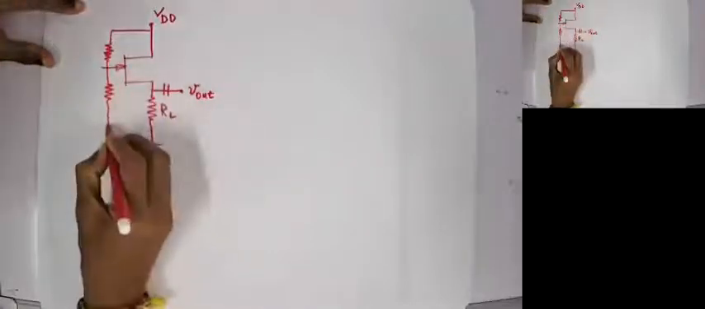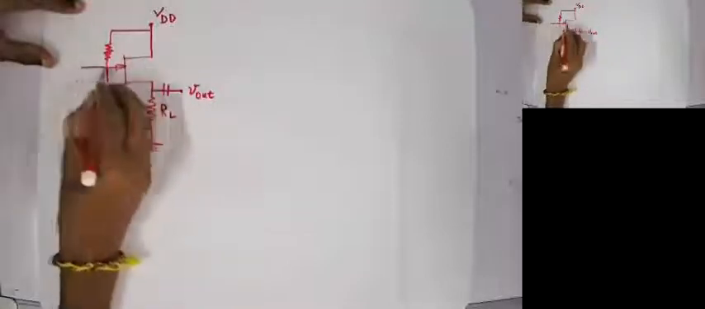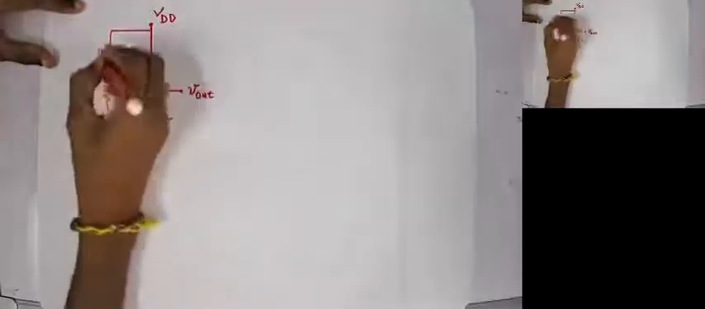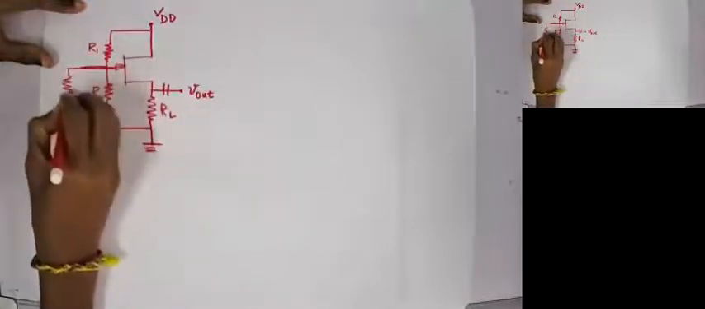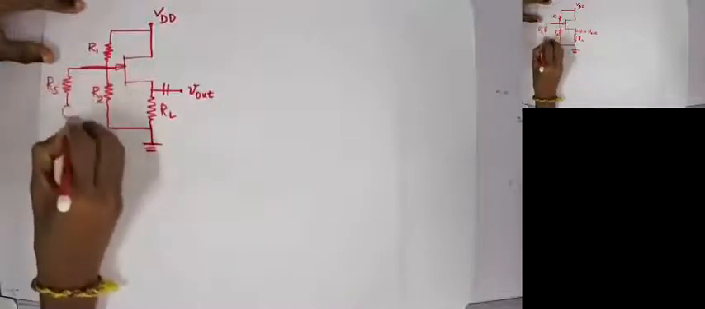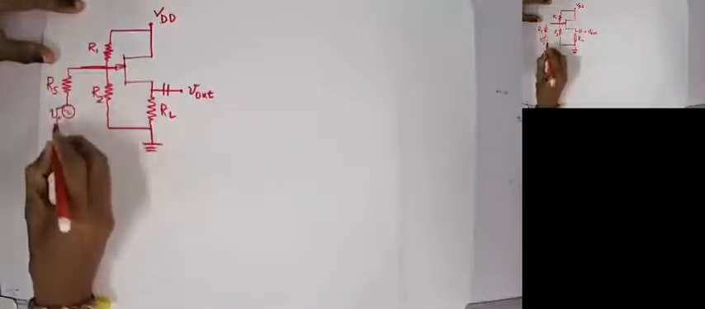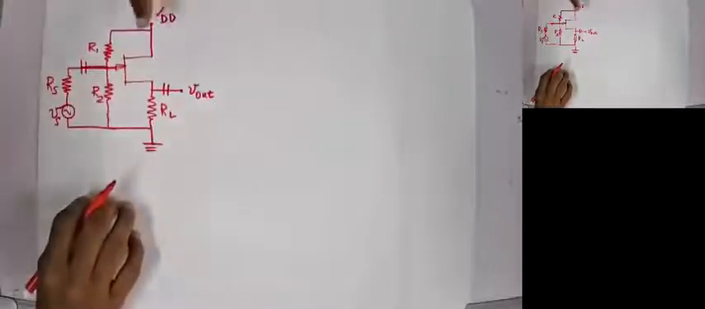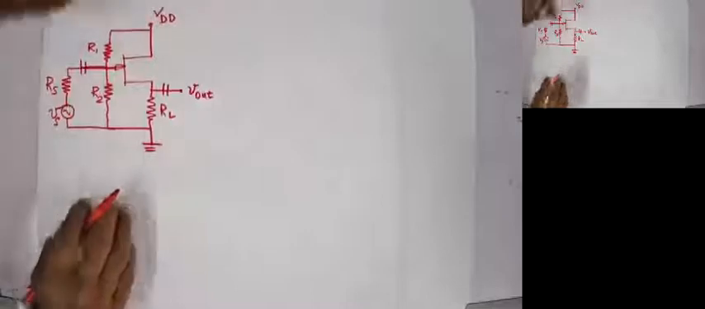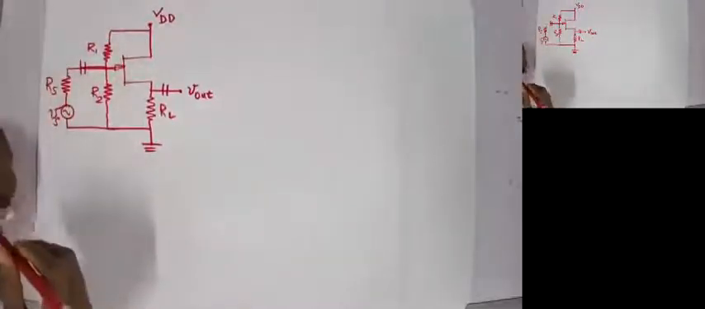Then here, as we have seen earlier, we will have biasing resistors, right? Let these be R1 and R2. Similarly, here we are going to have RS and Vs, right? So here I'm going to have my input filtering capacitor, right? So this is the circuit of a common drain amplifier or source follower amplifier, right?